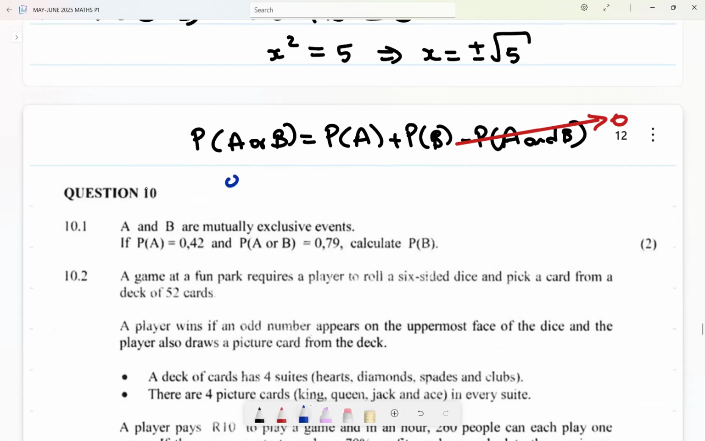Then I can substitute what I have. Probability of A or B is 0.79, probability of A is 0.42, plus the probability of B. And then, guys, the probability of B will be equal to 0.37.